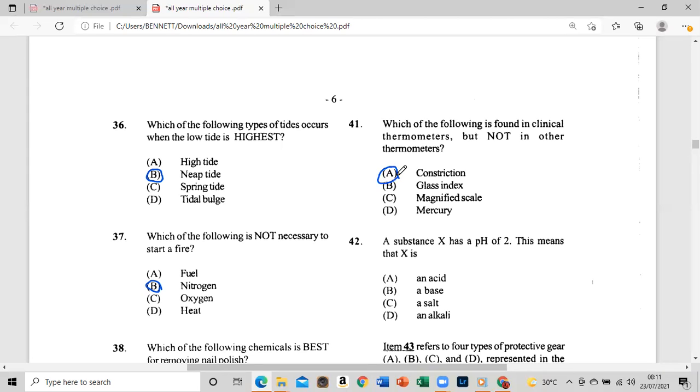All right, guys. On to 42. A substance X has a pH of 2. This means X is A, an acid, B, a base, C, a salt, or D, an alkali? So 42 is A. It's a base.